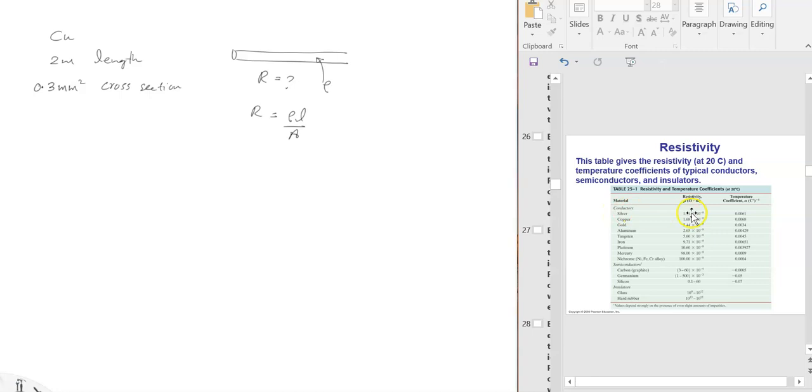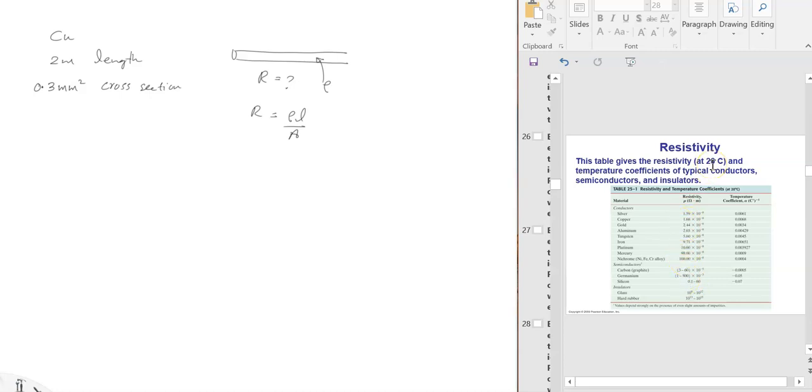Here you can see the table is a little small. Let's look at the first and the second columns for the time being, and not worry about the third one for now. Here are different materials, conductors: silver, copper, gold, and all that. Here are the resistivities, the numbers in this second column. Also important to note is that this table gives the resistivity at 20 Celsius and the temperature coefficient. So we are looking at these numbers, but these resistivities are defined for 20 Celsius.